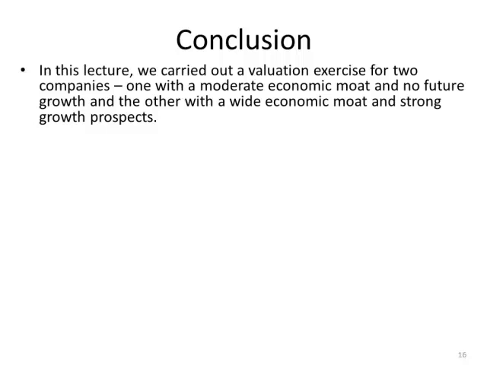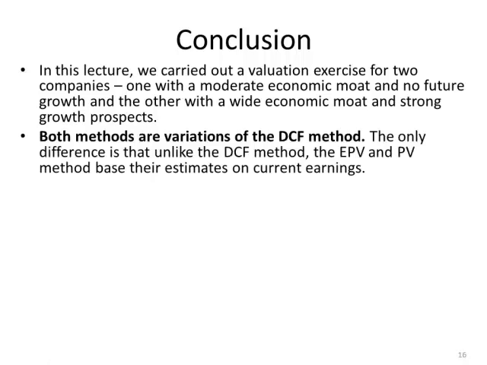So the first thing we did was we carried out a valuation exercise for 2 companies, right? So we looked at 2 different types of companies, one which had a moderate economic moat and no future growth, and the other with a wide economic moat and strong growth prospects. And both methods are variations of the DCF method, right? DCF stands for discounted cash flow. With DCF, we essentially forecast the company's future cash flows and discount them back to the present to figure out the company's value.